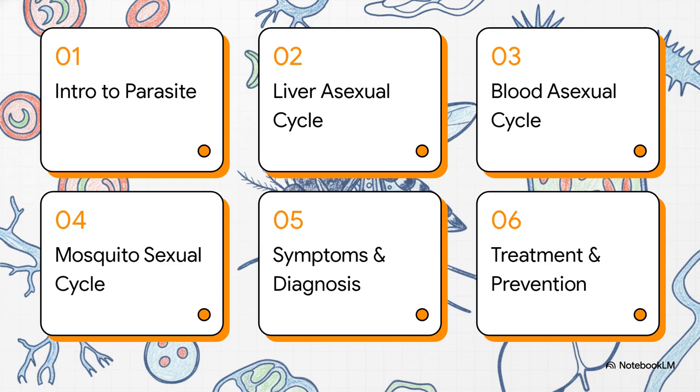1. Intro to the parasite. 2. Asexual cycle, the liver. 3. Asexual cycle, the blood. 4. Sexual cycle, the mosquito. 5. Symptoms and diagnosis. And finally, 6. Treatment and prevention. Let's jump in.